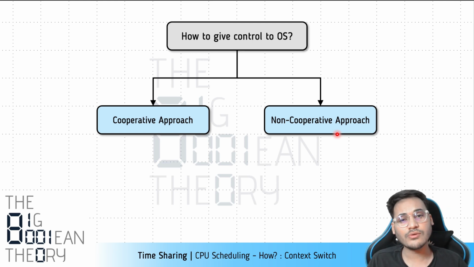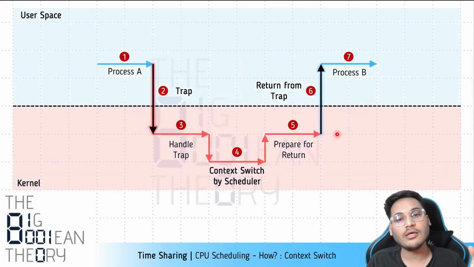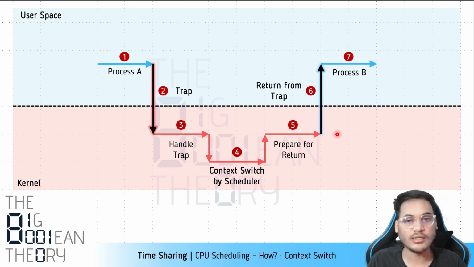In both the cases, although the approach is different, the common thing is that the entry into the kernel will happen via a trap. Again, you can see in the cooperative approach, we are relying on system calls, exceptions, and interrupts. All of these are traps. And in the non-cooperative approach also, we are relying on a timer interrupt, which is again a trap. So the entry into the kernel will happen through a trap.